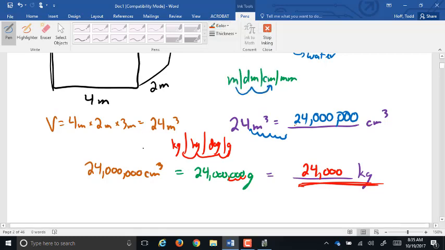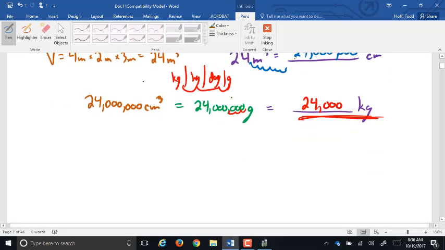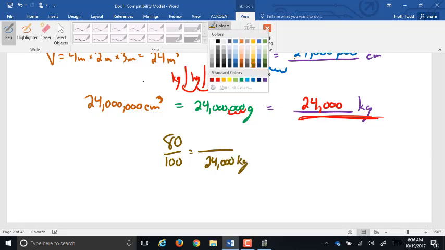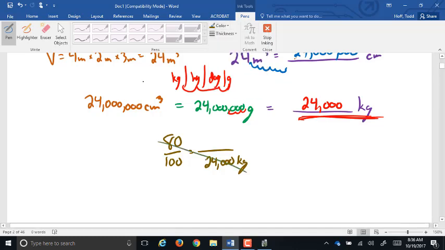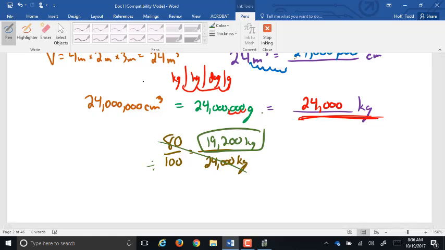We have to figure out what if the tank is 80% full. So 80% is 80 out of 100. Blank out of 24,000 kilograms. 80 times 24,000 divided by 100 is 19,200 kilograms. You may come up with that? No? Okay.